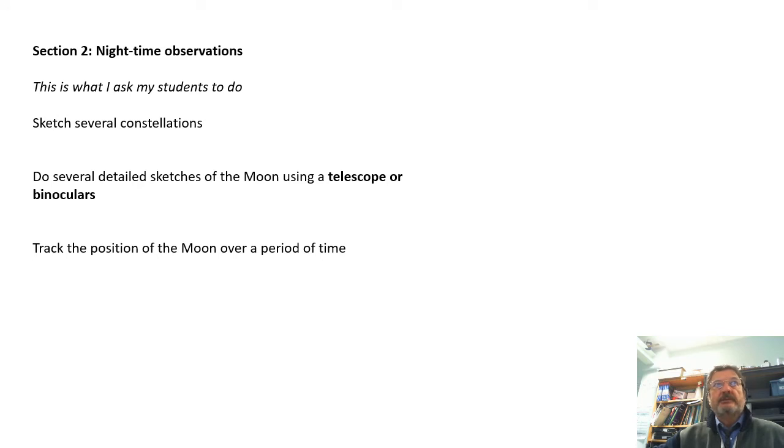Nighttime observations. Now, there are several things that you could do. I mean, look at the specification. It doesn't specify too much here. This is what I ask my students to do. I ask them to sketch several constellations. I ask them to do several detailed sketches of the moon using a telescope or binoculars. And I ask them to track the position of the moon over a period of time, at the same time, over a week. Track the position of the moon in the sky.